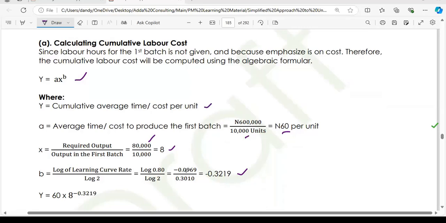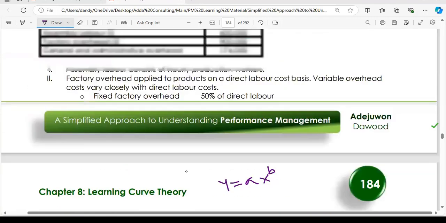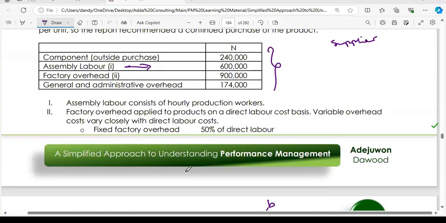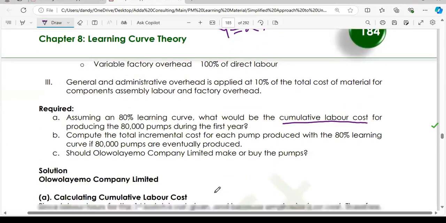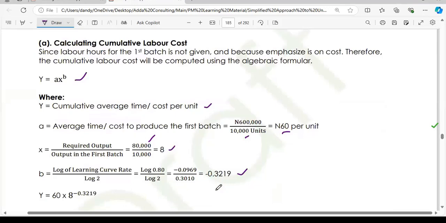To get the average cost to produce the first batch, the first pump that was produced, I will go to the question. The labor cost given to us in the question is 600,000 naira. The units that make up this 600,000 is 10,000 units. So 600,000 divided by 10,000 will give us 60 naira. That means the average cost to produce the first batch is 60 naira. That's what we have here.